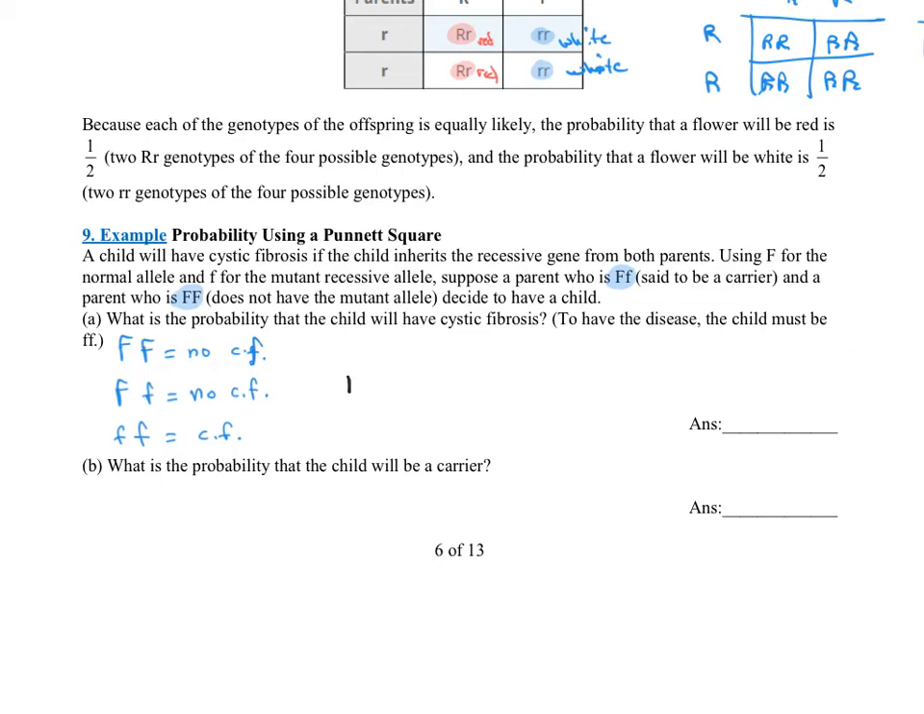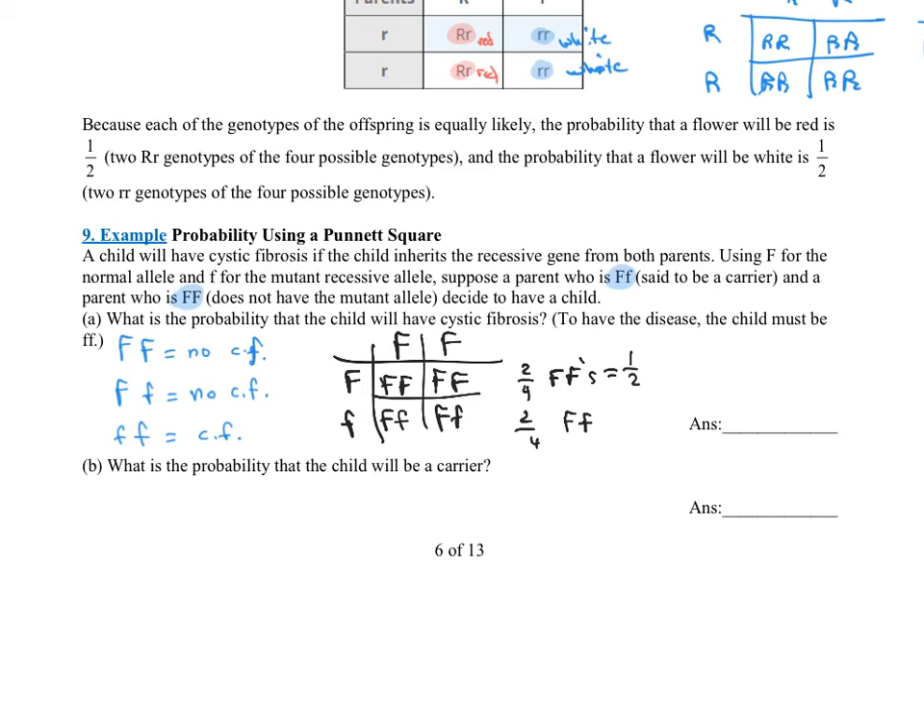So let's take a look at this. Let's do our Punnett square. We have a capital F and a lowercase f, a capital F and a capital F. What do I get? Well, I get capital F capital F, capital F capital F, capital F lowercase f, capital F lowercase f. It seems to me that 2 of the 4 of them are capital F capital F, which means they are not carriers, nor do they have the gene. That's a 1/2 probability. And it seems 2 of the 4 of them are capital F, lowercase f. And those are carriers, but they still do not have cystic fibrosis.